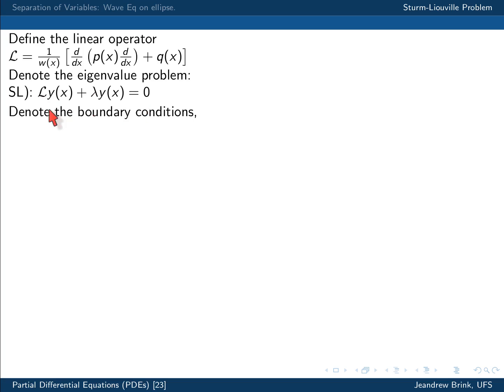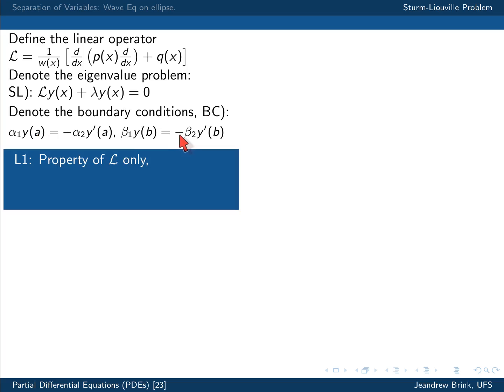Okay, and we're also going to denote the boundary conditions as BC: one boundary condition at A and the other boundary condition at B. So now what I want to do is look at why the problem is constructed in this way, and why the results, that you can have these orthogonal basis functions with these various nodes, can be so cleanly obtained. So the first property comes from the linear operator only.